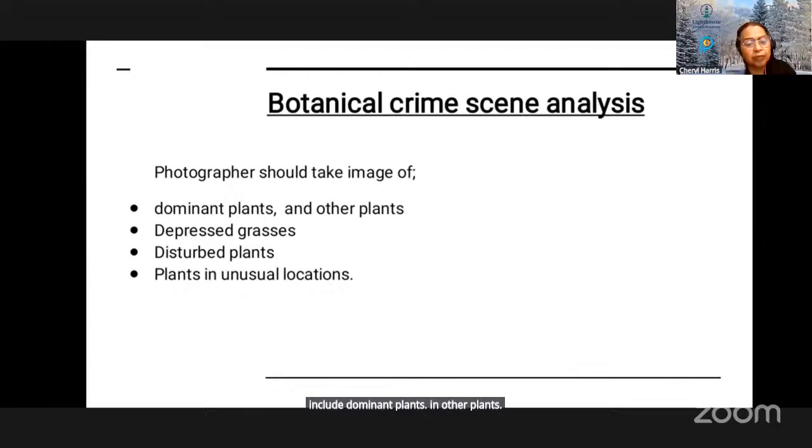They have to show the difference between where the dominant plants are and other plants. We also have depressed grasses, and this could be indicating possible entrances or exits into that crime scene. We also have broken branches or disturbed plants, and also plants in unusual locations relative to the body, vehicle, or the objects, that is relative to other evidence in that crime scene.